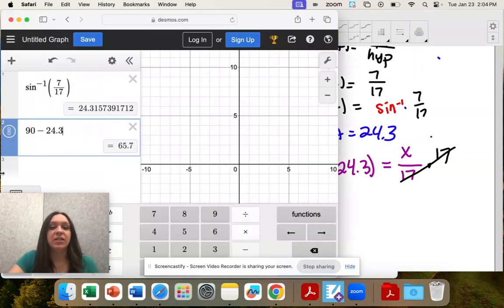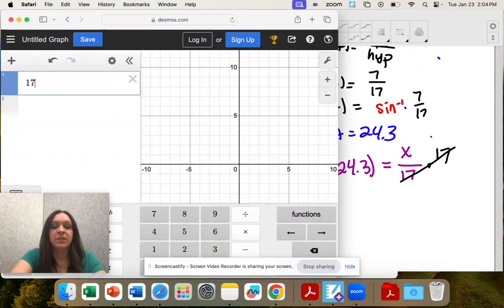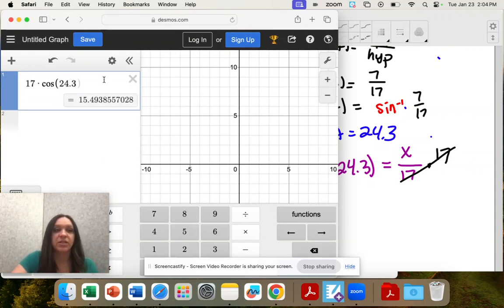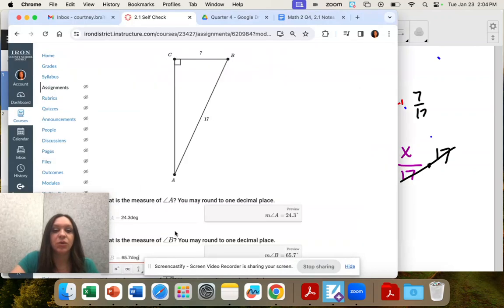So 17 times cosine of 24.3, and we're rounding to 2 decimal places, so 15.49.